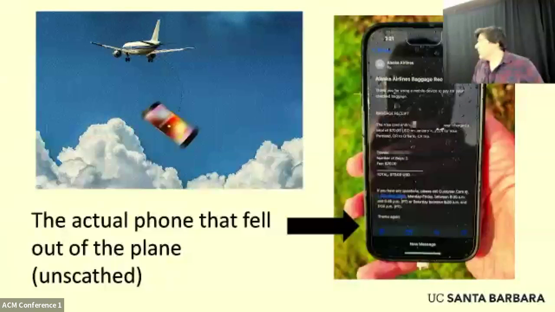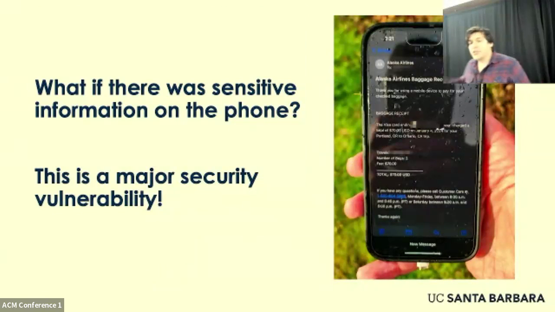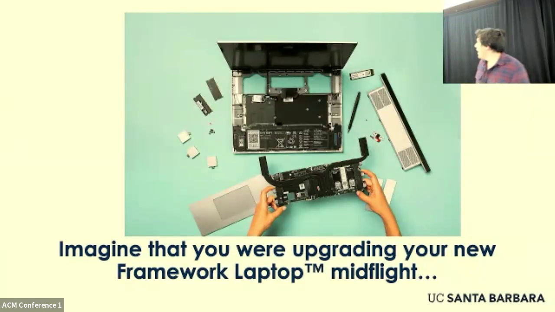And if you haven't already noticed it, I mean, what are you doing? This is a security vulnerability. What if there was important information on that phone? What if it had a bank account and information on it? What if it had the next WACI talk on it? This is a problem. To make this a little more illustrative, you might imagine that you had your new Framework laptop and you were adding some new RAM mid-flight.